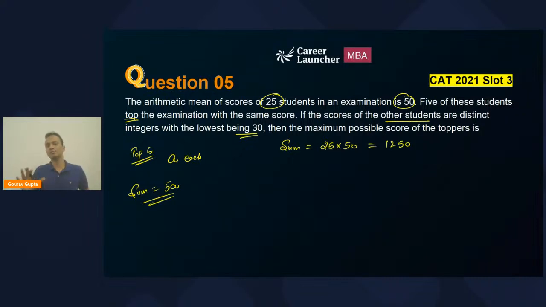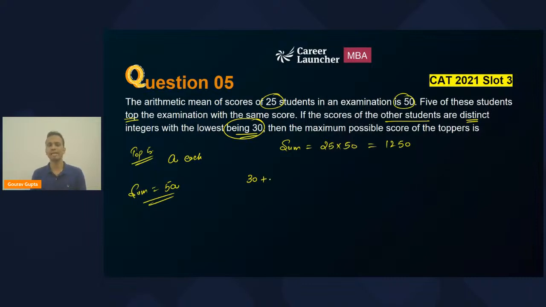So A का value maximize करना है, then I should be minimizing the scores of the other students because the sum of the scores is given as constant. The sum of the scores is 1250. So if the sum is constant, then to maximize a particular thing, we'll have to minimize all the others. Okay? Now, out of the other 20 students, the lowest mark is 30. All right, 30. And these other students all have distinct scores.